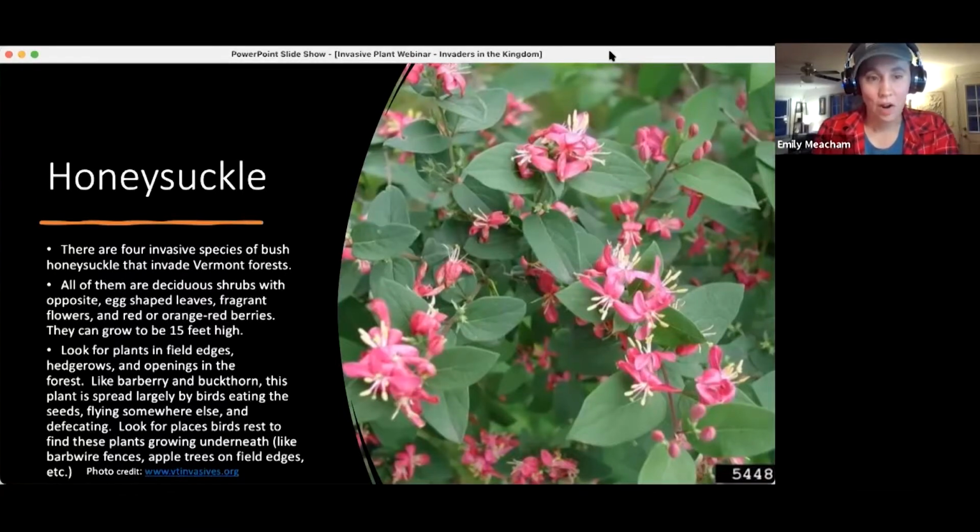The plants are often in the field edges or in hedgerows, or they're in openings in the forest canopy. And like the plants that I've mentioned so far, these are primarily spread by birds. So everything we've talked about, buckthorn and barberry and honeysuckle, are typically spread by birds eating the seed. All right, move on to the next slide, Dan.